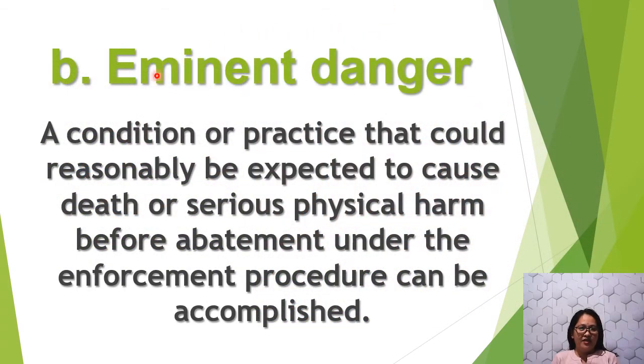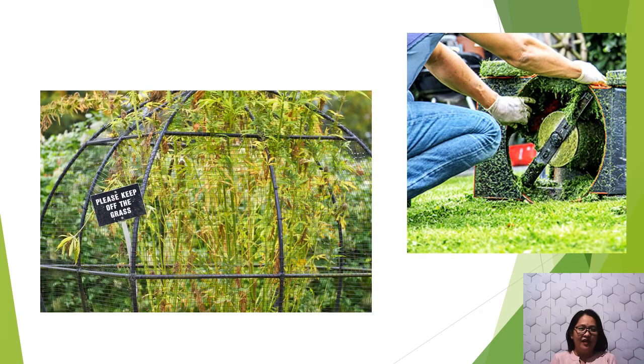Next, letter B, imminent danger. A condition or practice that could reasonably be expected to cause death or serious physical harm before abatement under the enforcement procedure can be accomplished. As you can see in the picture, you have to wear personal protective equipment, especially in the area with high voltage electricity.